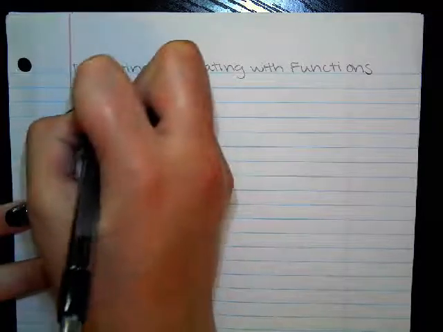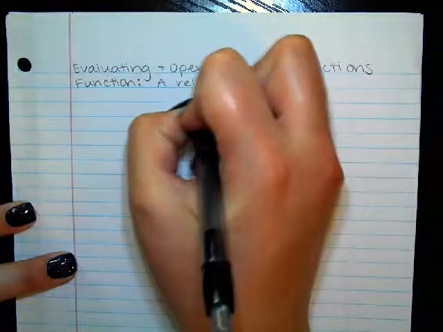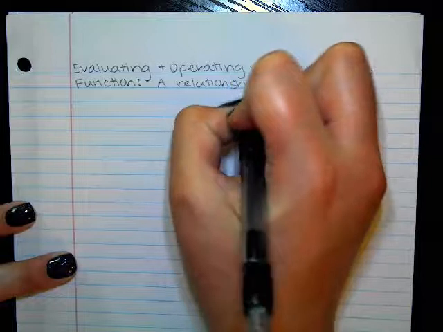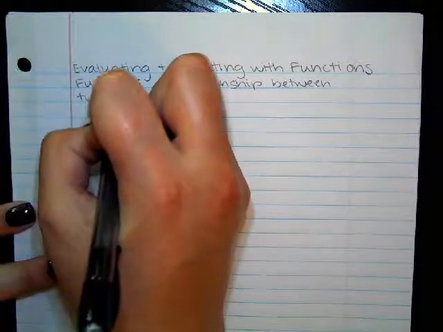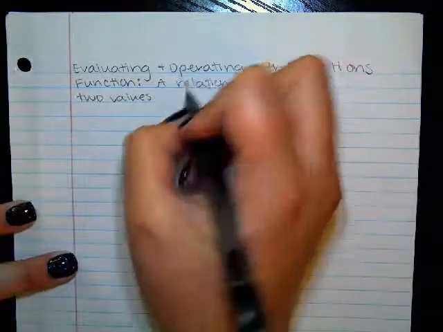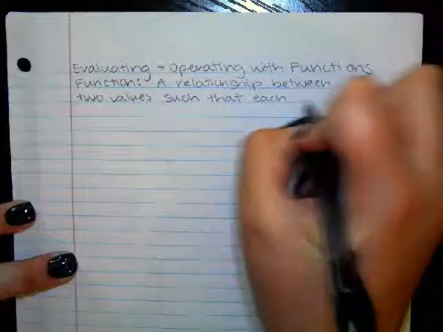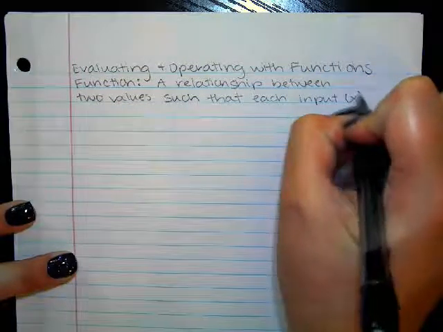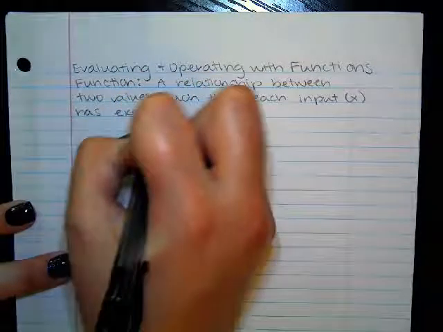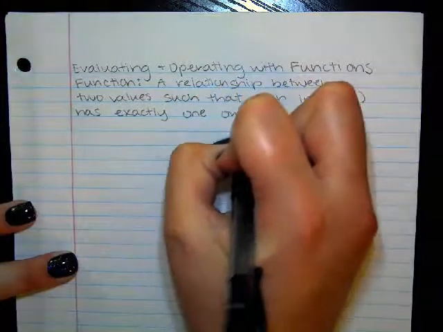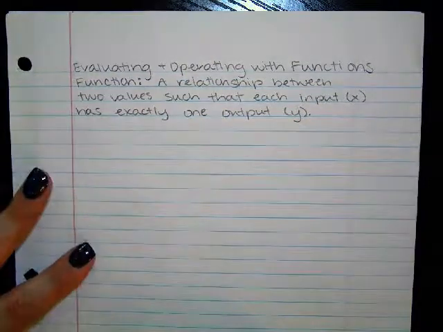So a function defined is a relationship between two values such that each input, which we think of as an x value, has exactly one output, which we typically think of as a y value. So each input has exactly one output.